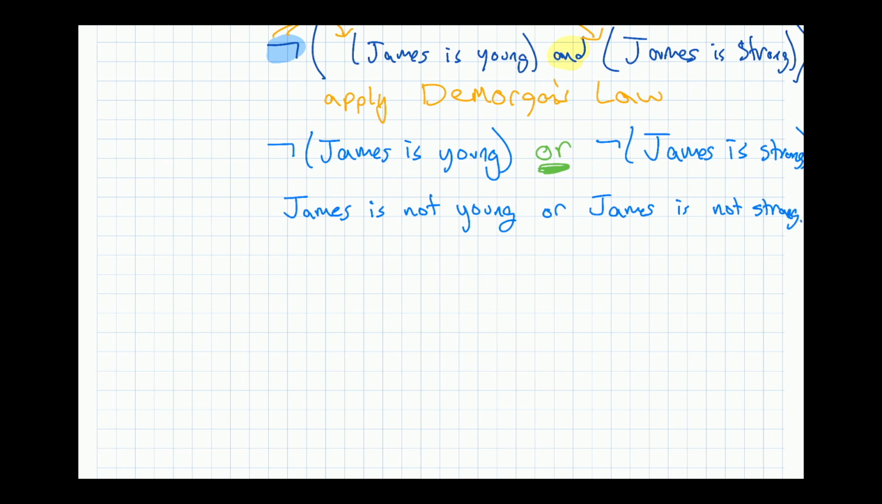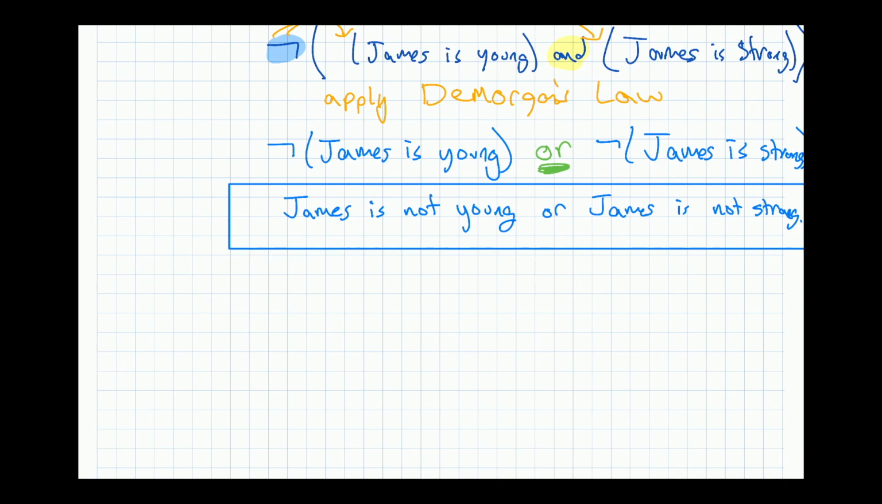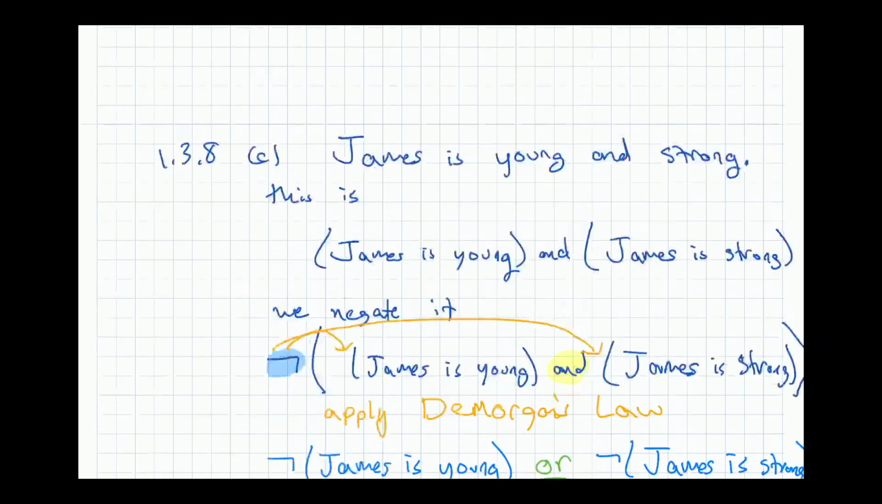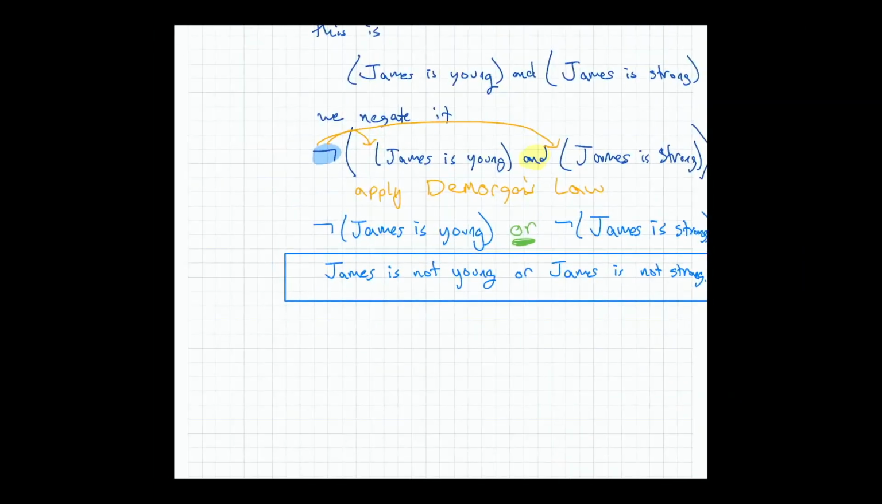So James is not young, or James is not strong. Okay, well, that's done. That's it. That's all you're doing here. Okay? And that is De Morgan's law.